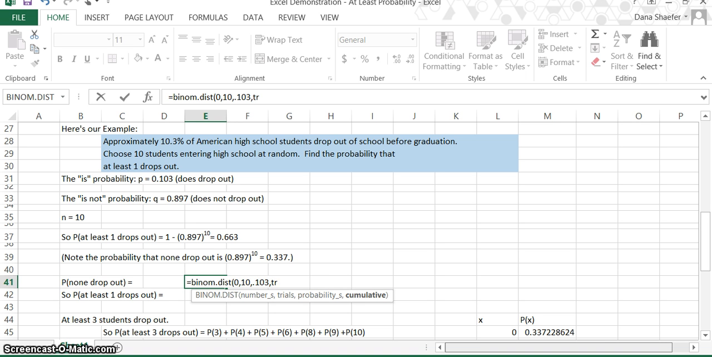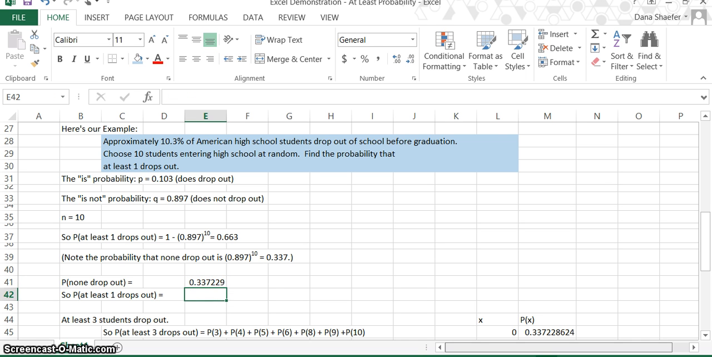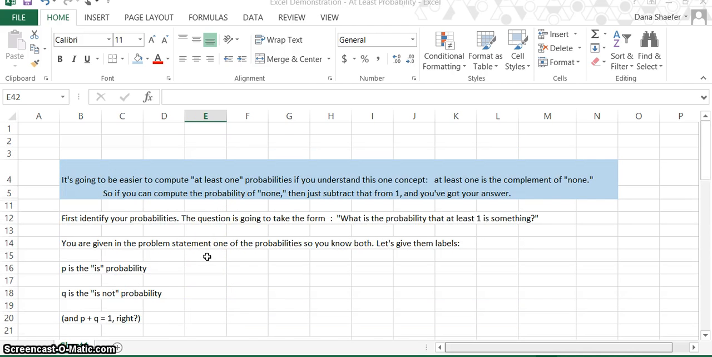So the probability of 0 out of 10 dropping out, and it's okay to just say true because cumulative, it's just going to add 0. It's just that single point anyway, so we'll just put in true. So in this one's case, it wouldn't matter if we put true or false. When I push enter, 0.337229. So that's the same as the probability that we got up here, the 0.337, so rounded to 3 decimal places, that's what we'll say, 0.337.